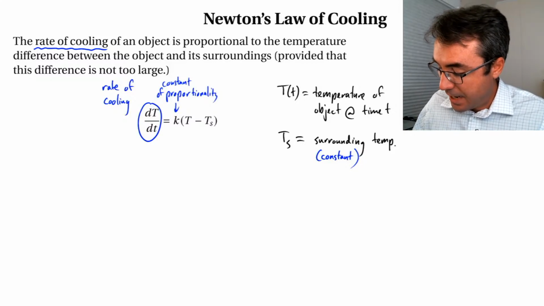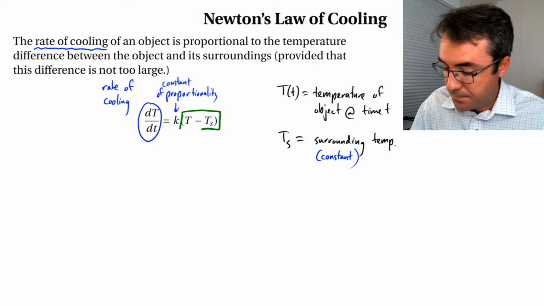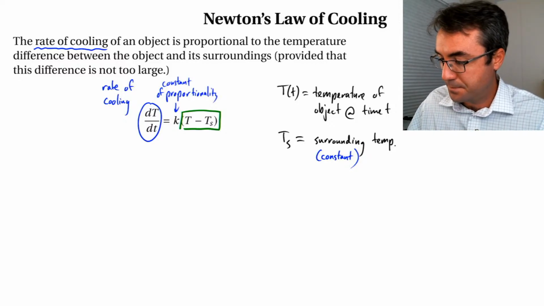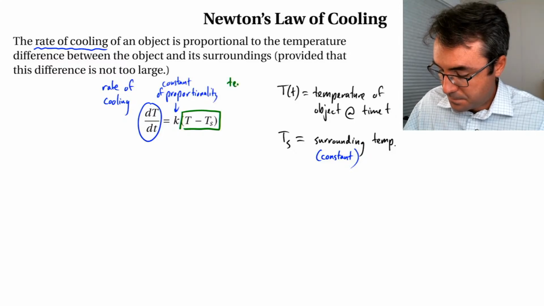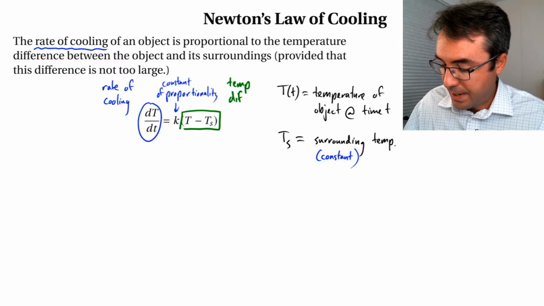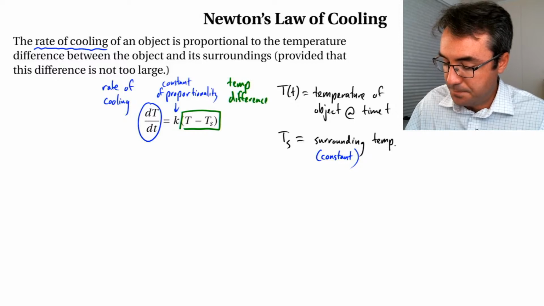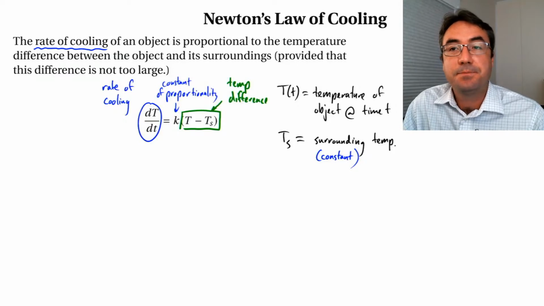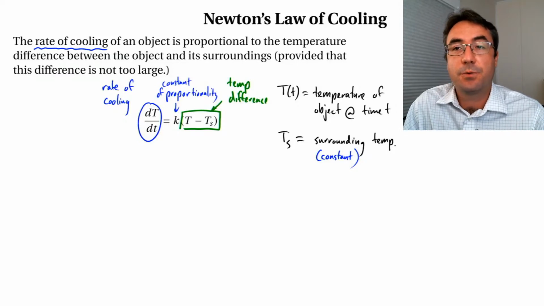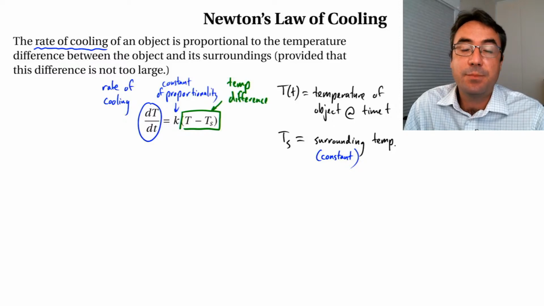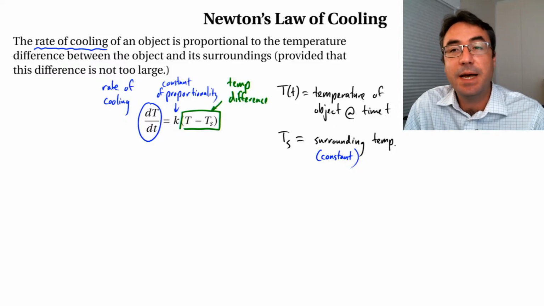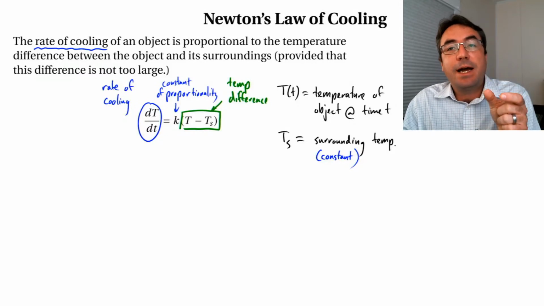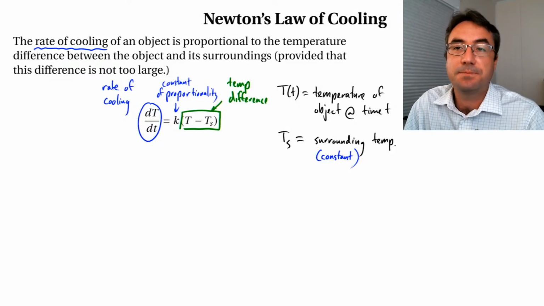So the rate of cooling is proportional to the temperature difference. And that's what we're seeing on the right here. This is our temperature difference. So we have our hot object that's cooling down, and it's the temperature difference between that object and the surroundings. So the rate of cooling is our derivative. The temperature difference is T minus T sub S, and they're proportional. So the derivative is equal to a constant times that temperature difference.